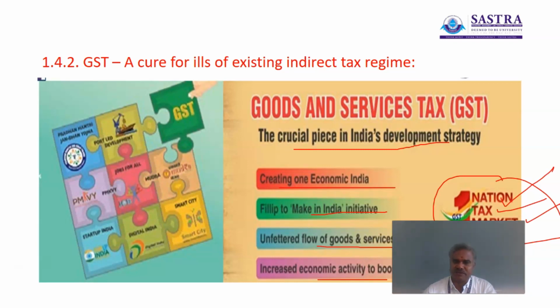This is the symbol of GST. One nation, one tax, one market. Okay. Wherever you go, if someone asks what is GST, first you have to tell, sir, this is one nation, one tax, one market. We are paying only one tax, not different taxes in different states. Wherever you go, being an Indian, whether we buy goods in Gujarat, Maharashtra, Punjab, or Kerala, we have to pay the same tax for all products.